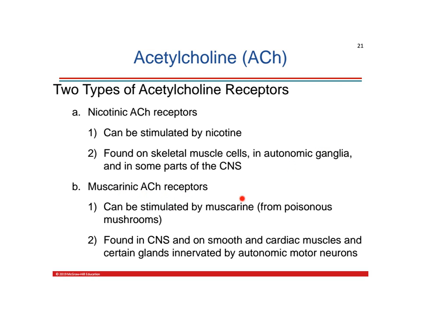These can be stimulated by muscarine. Again, this is an exogenous compound coming from outside of the body, and it comes from poisonous mushrooms. Muscarinic ACH receptors are found in the CNS. They're found on smooth muscle, they're found in cardiac muscle, and they're found in certain glands that are innervated by the autonomic motor neurons.